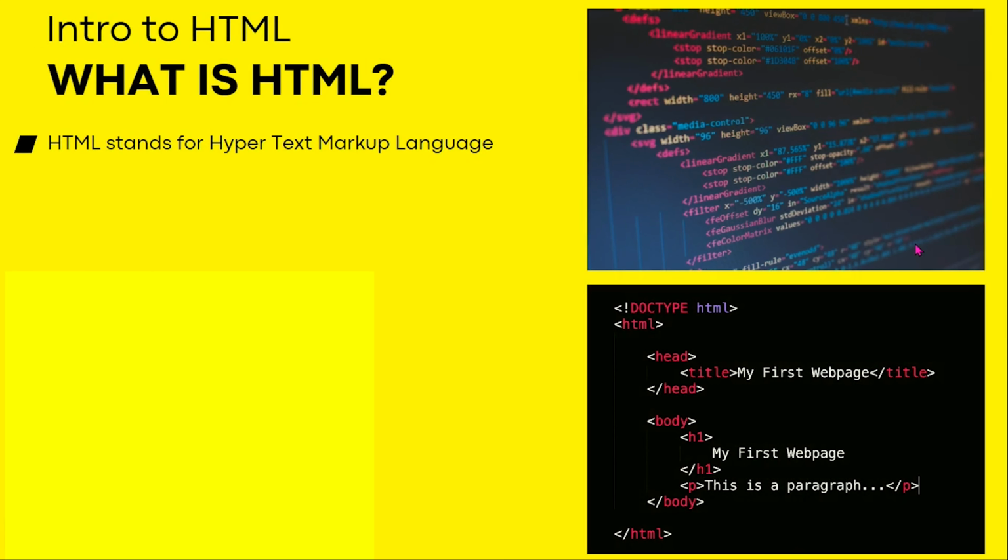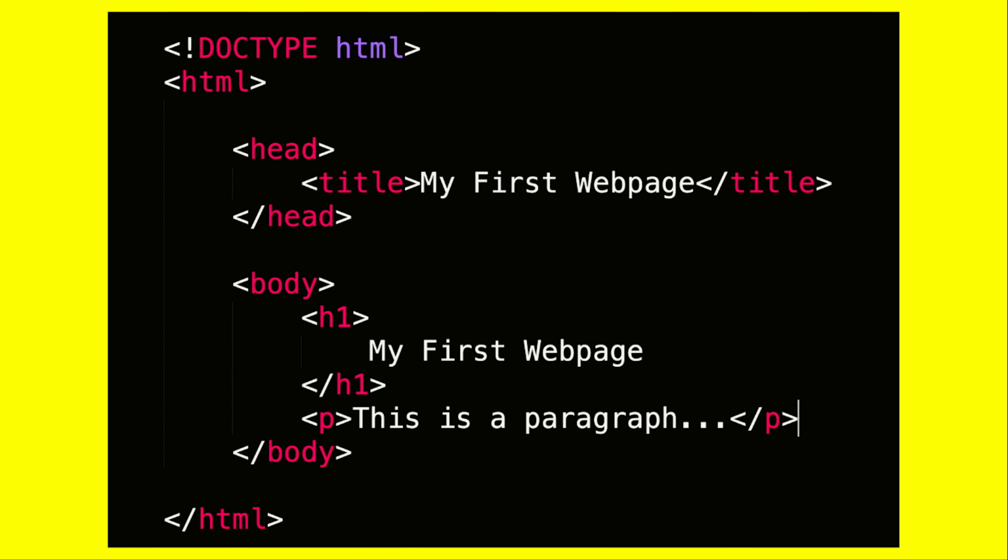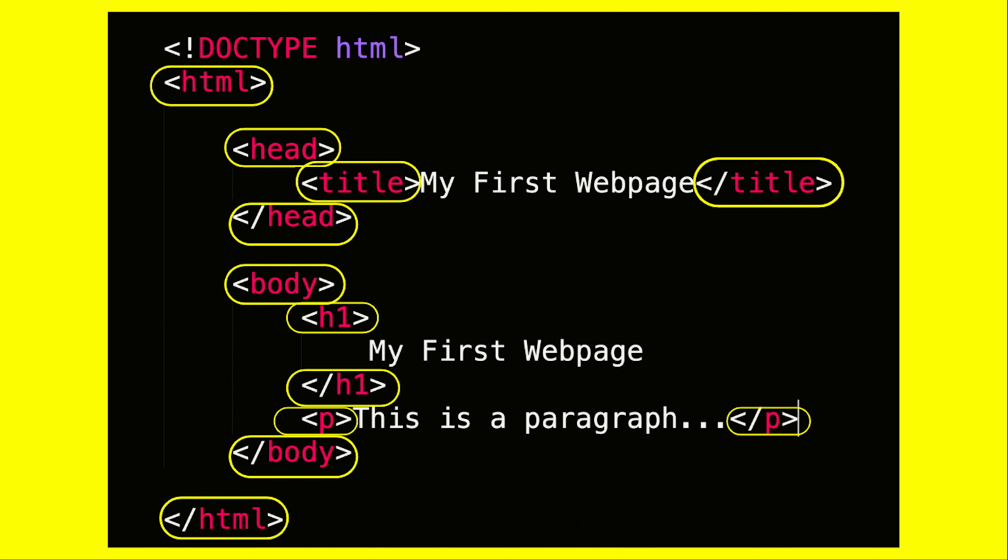HTML stands for Hypertext Markup Language. Mind you, this is not a programming language, it's a markup language. It describes how a web page should be structured using something called markup. As you can see in this image, this is HTML code and you can see a lot of angle brackets here. Each of these are tags or markups for marking up what you want to display.